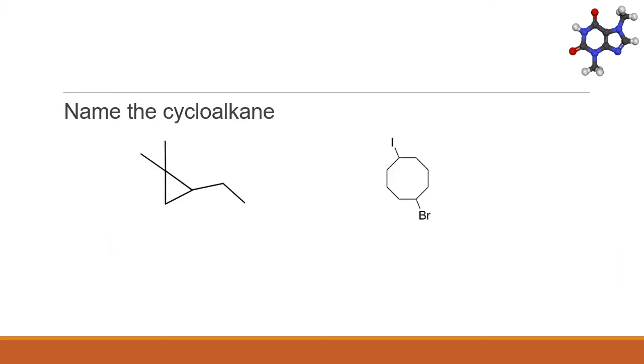Let's try naming these 2 cycloalkanes. Our first structure has a cycloalkane with 3 carbons. It is attached to a straight chain alkane with 2 carbons and to 2 other straight chain alkanes with 1 carbon each. Since our cycloalkane has more carbons, it is our parent chain. A 3-carbon cycloalkane is called cyclopropane.